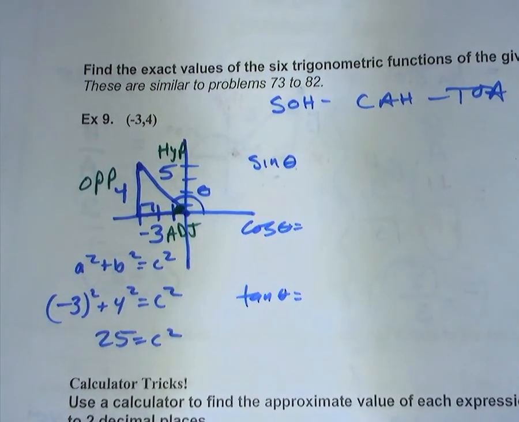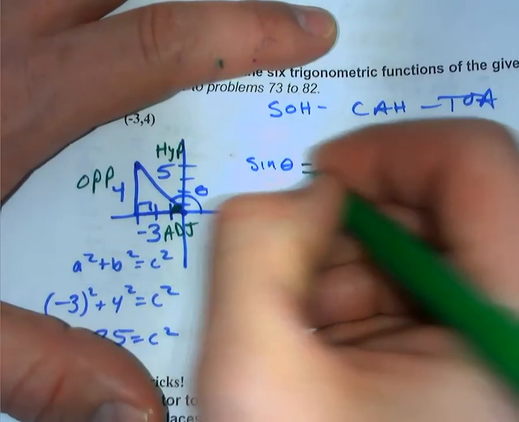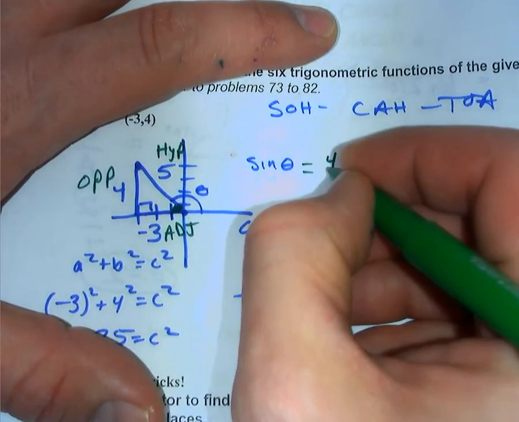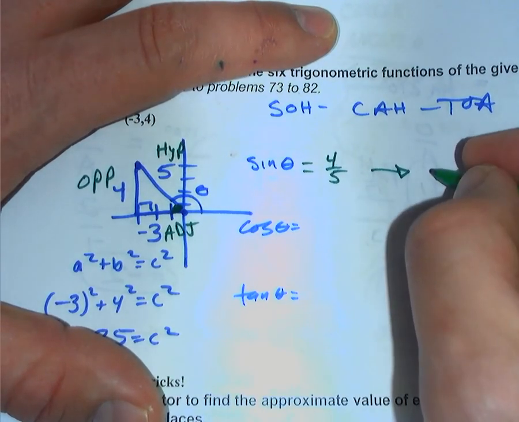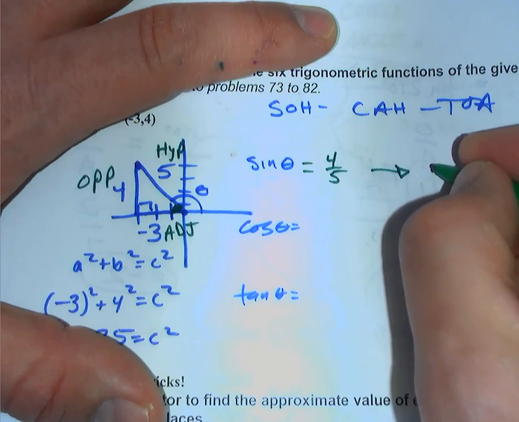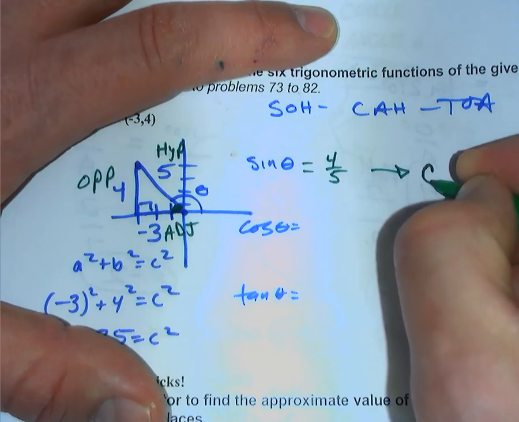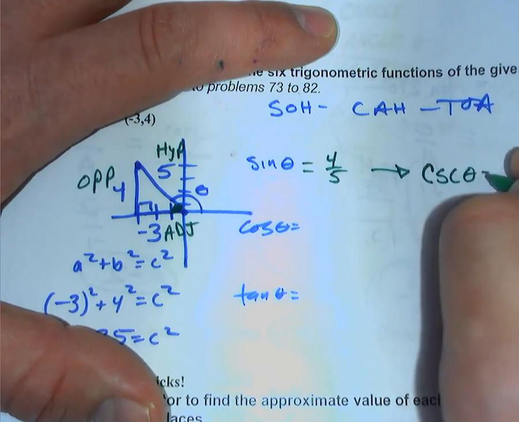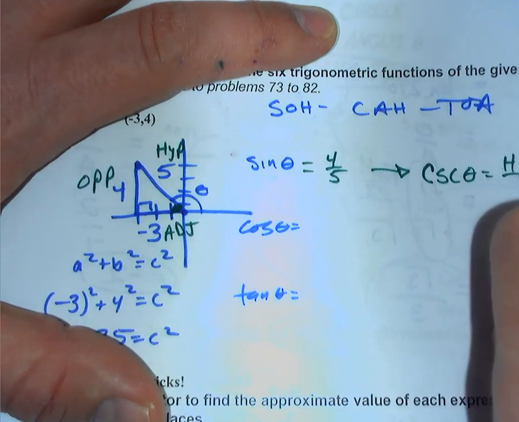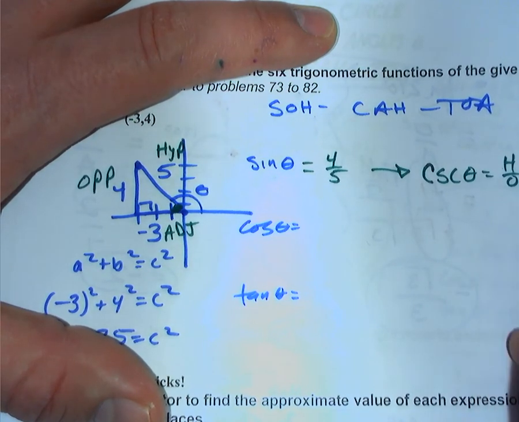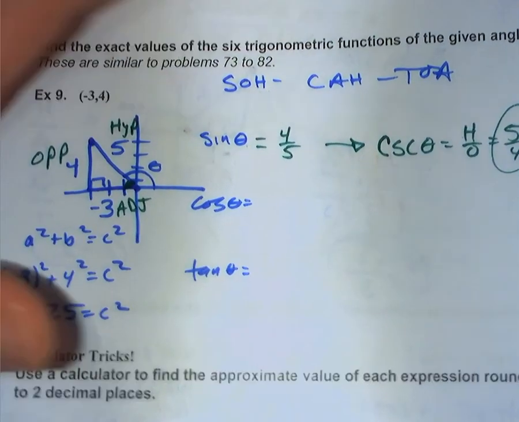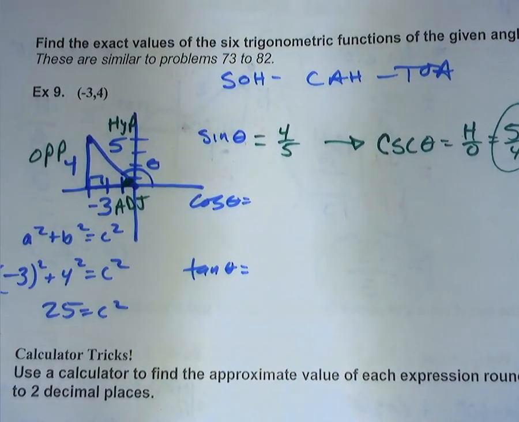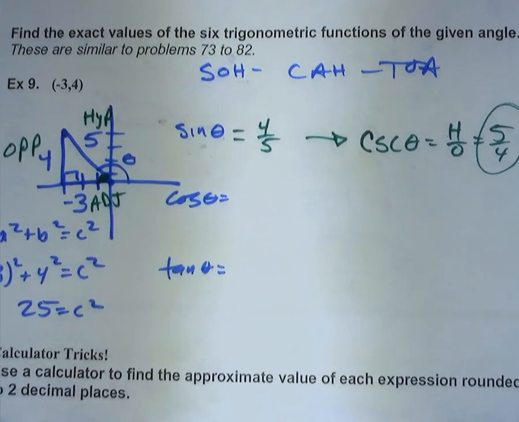All right, so what do you got for sine? 4 over 5. Who's his buddy? And that's Santa's favorite, H over O. That's 5 over 4. Perfect. So if you do sine, I do his buddy right away. Just makes it easier.